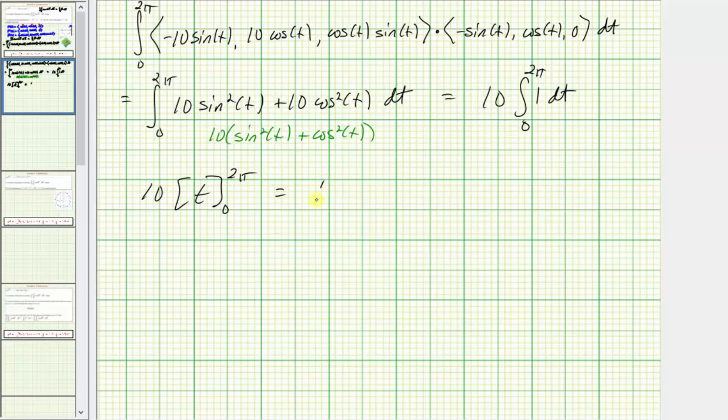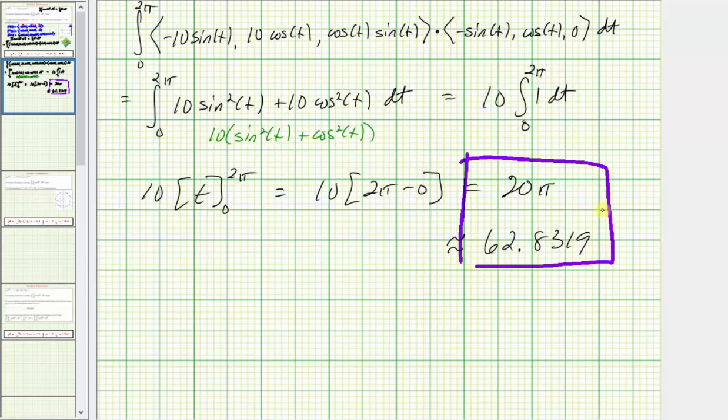So evaluating here, we have 10 times the quantity 2 pi minus 0, which is 20 pi, which is the exact value of the line integral as well as the surface integral. As a decimal approximation, this is approximately 62.8319.